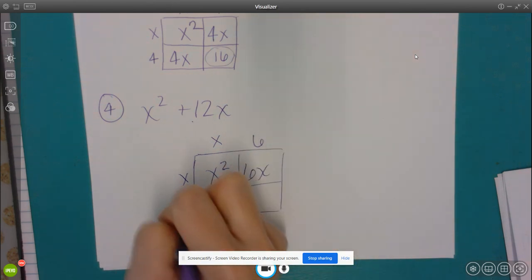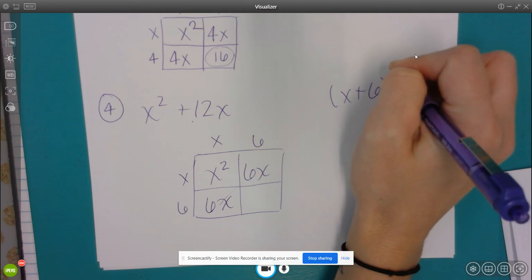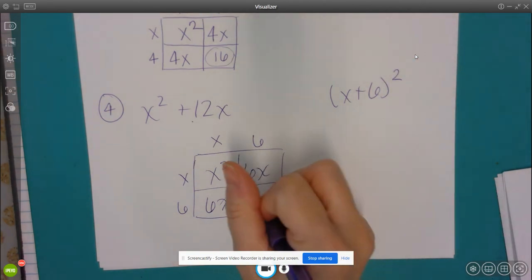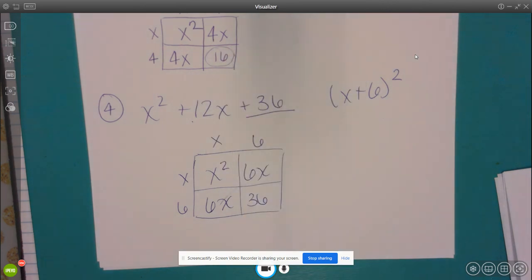Which means this missing piece would be 6. So I know I'm going to have x plus 6, the quantity squared. And then 6 times 6 would give me 36. So the missing piece here would be plus 36.